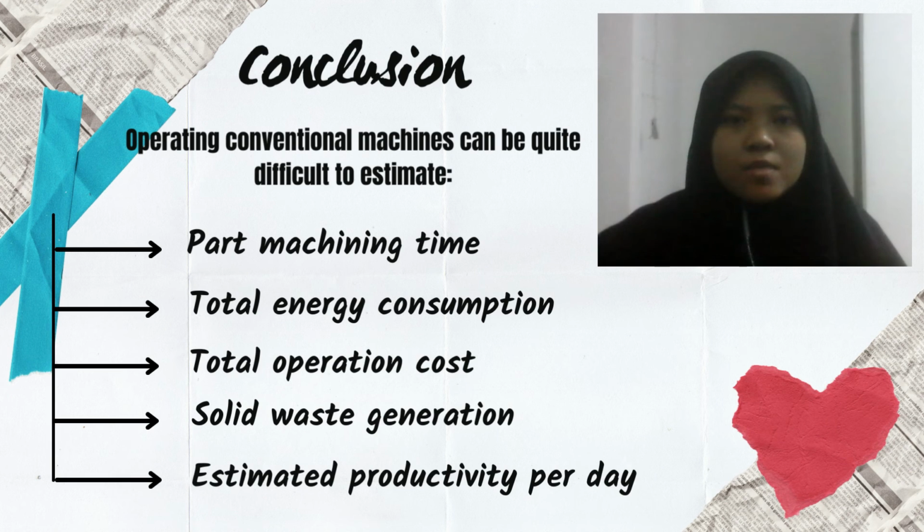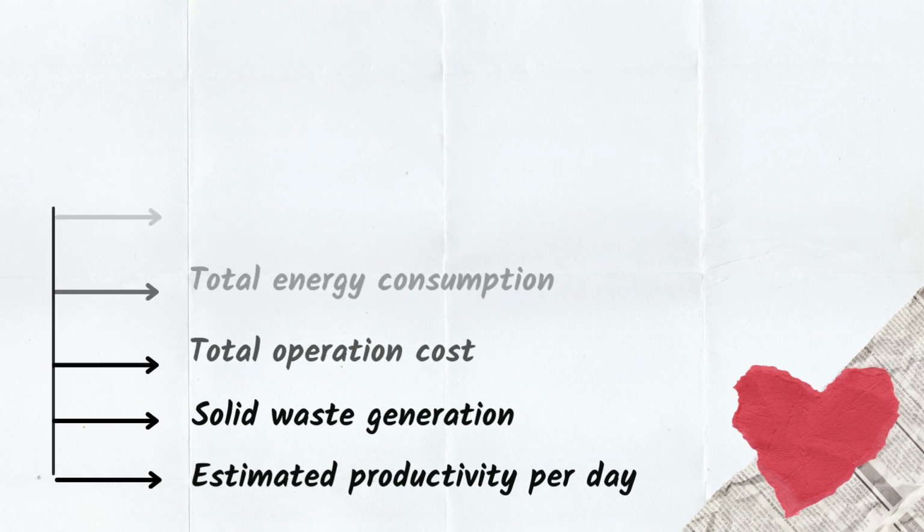So I will present the conclusion. Operating conventional machines can be quite difficult when estimating part machining time, total energy consumption, total operation cost, solid waste generation, and estimated productivity per day. However, developing a program using C++ can solve this problem.